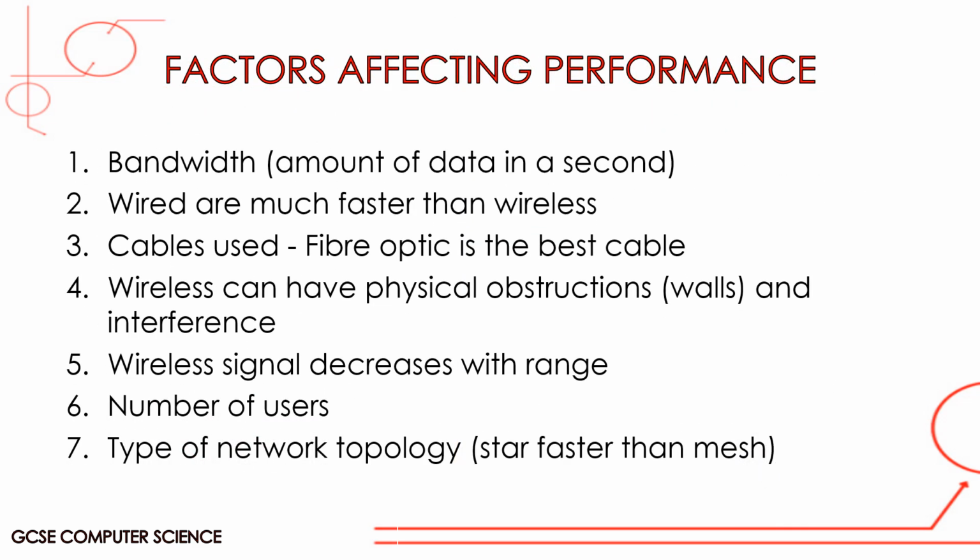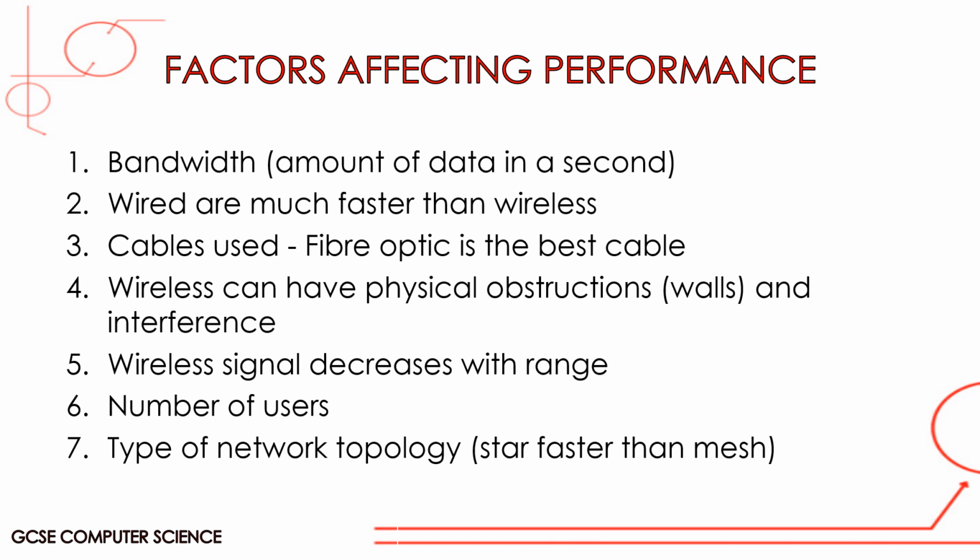There are various factors that affect the performance of a network. Number one is the bandwidth. This is the amount of data that you can upload or download in 1 second. Obviously, that is a huge factor affecting the performance of your internet or network speed. Second one is that wired connections are much faster than wireless. Third, when you are wired, it depends which cable you are using. Fiber optic is obviously the best cable.